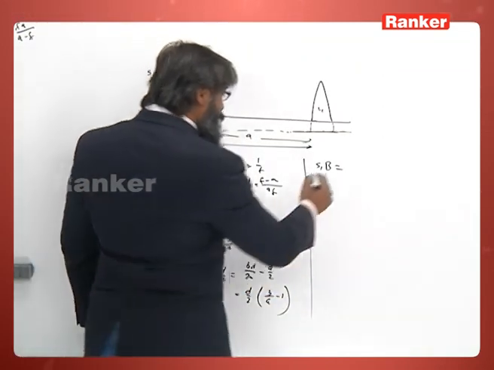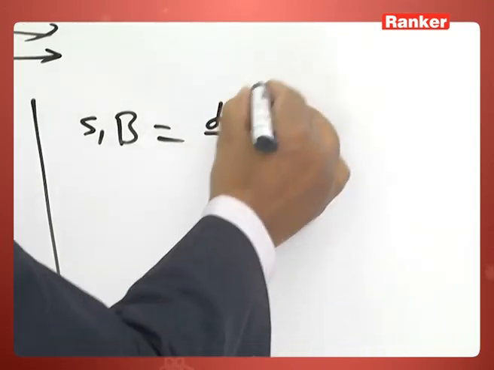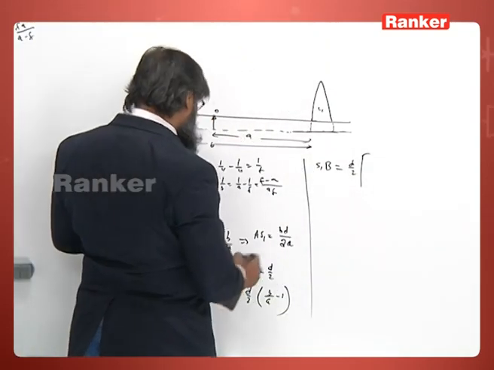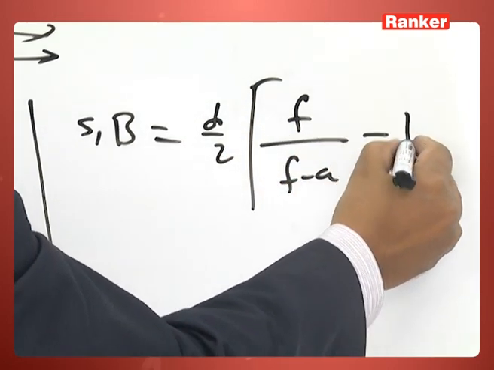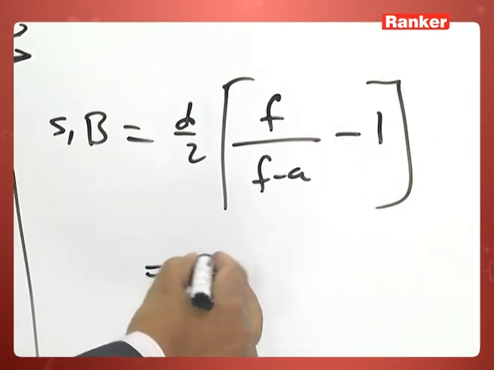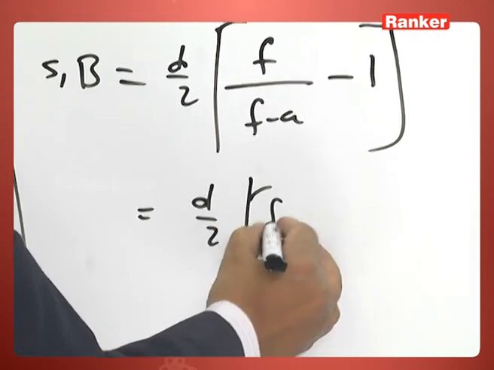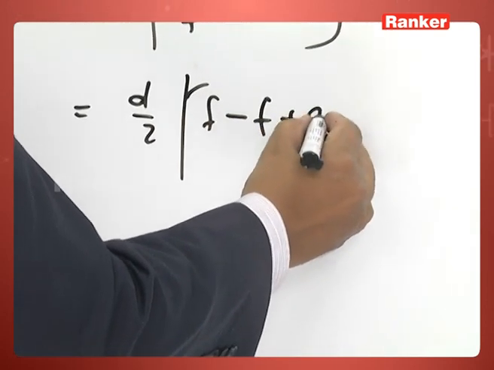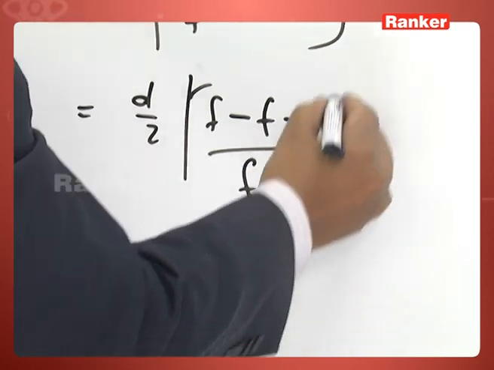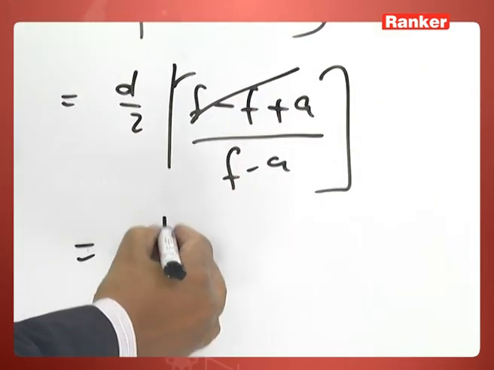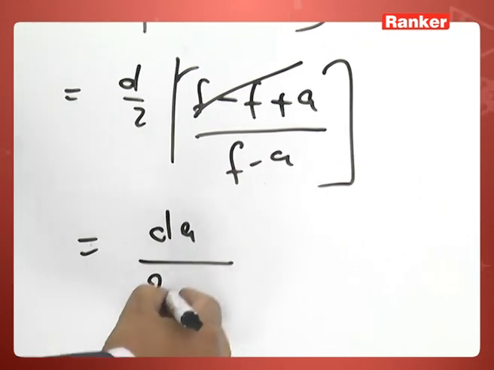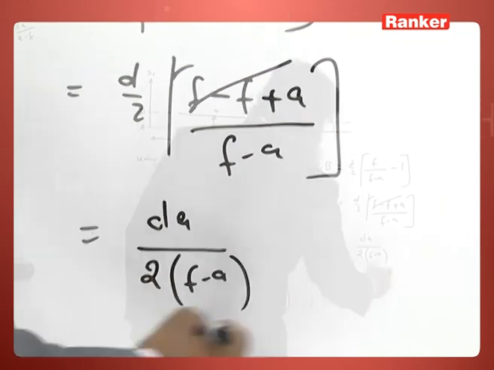as D by 2 B by A is itself F by F minus A and minus 1, that is D by 2 into F minus F plus A by F minus A, that is equal to, this cancels out, DA by 2 into F minus A.